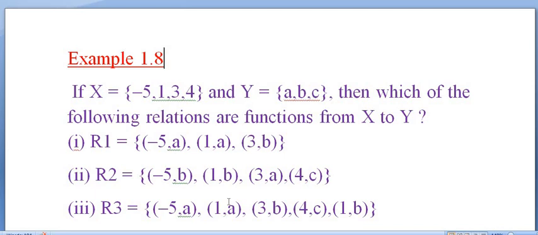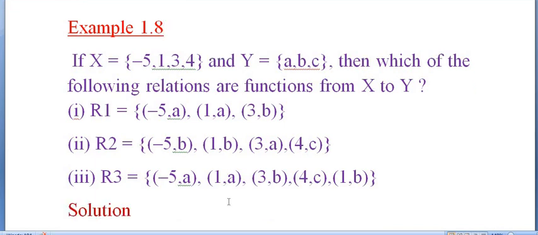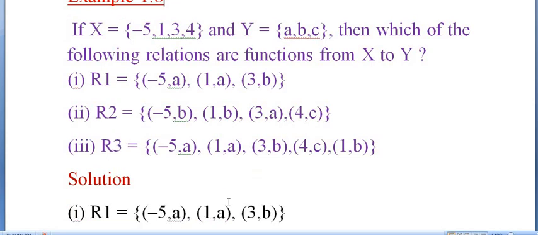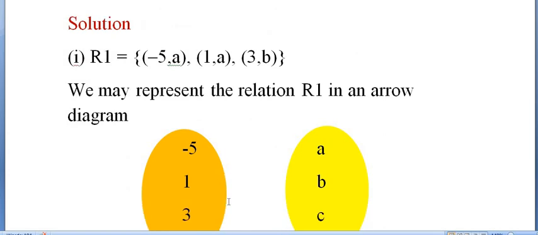Example 1.8. The problem is, if X equals the set of minus 5, 1, 3, 4 and Y equals the set of A, B, C, then which of the following relations are functions from X to Y? R1, the first problem: R1 equals the set of (minus 5, A), (1, A), (3, B). We have to see whether it is a function from X to Y. So we may represent the relation R1 in an arrow diagram.